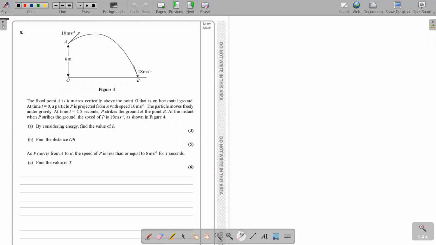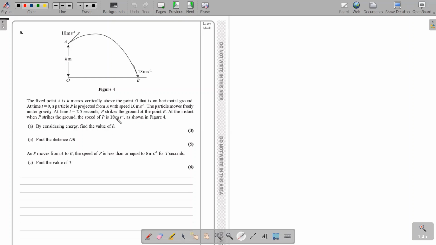Okay, question number 8. The fixed point A is h meters vertically above the point O that is on horizontal ground. At time t equals 0, a particle P is projected from A with speed 10 meters per second. The particle moves freely under gravity. At time t equals 2.5 seconds, P strikes the ground at the point B. At the instant when P strikes the ground, the speed of P is 18 meters per second, as shown in the figure. So they've given you the speed. By considering energy, find the value of h.